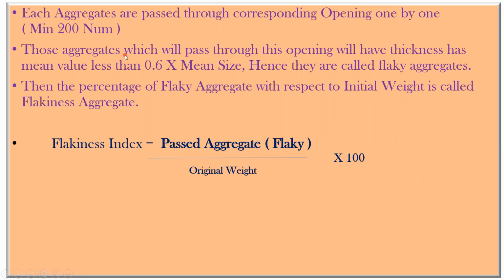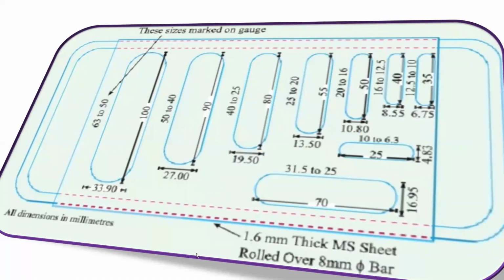Those aggregates which pass through this opening will have a thickness less than 0.6 times the mean size. Hence they are called flaky aggregates. Let us say I've taken a few aggregates and I want to pass them through this particular slot, and the aggregates I have taken fall in the range of 25 to 40 mm. This is what it means, right?